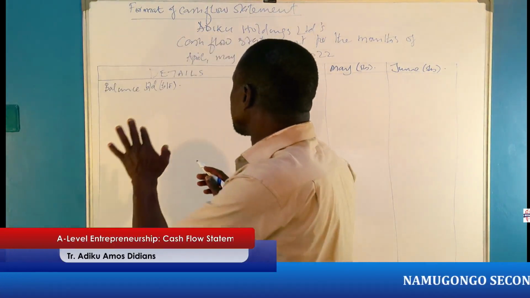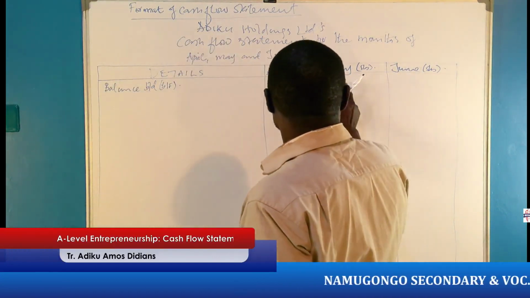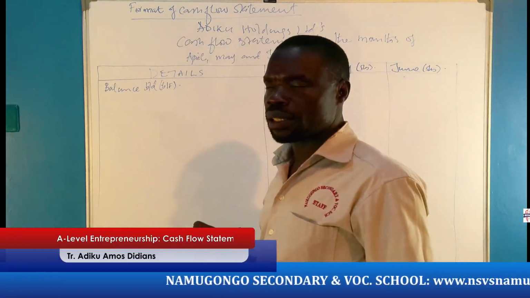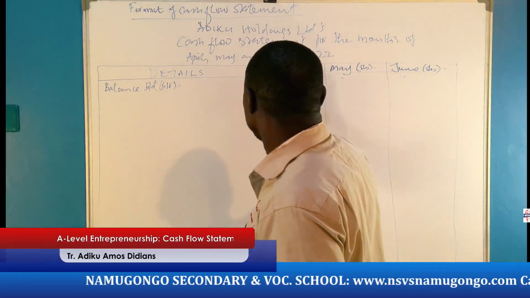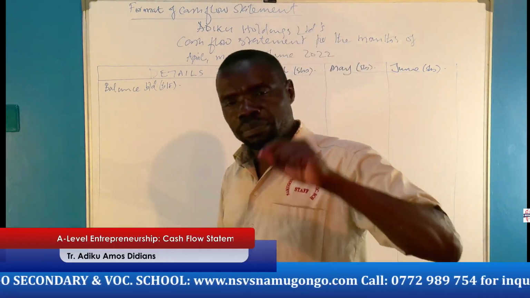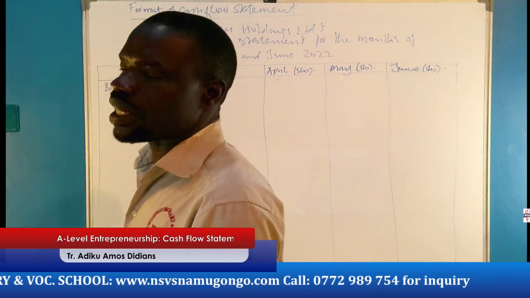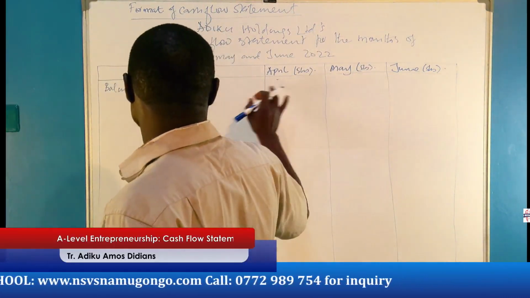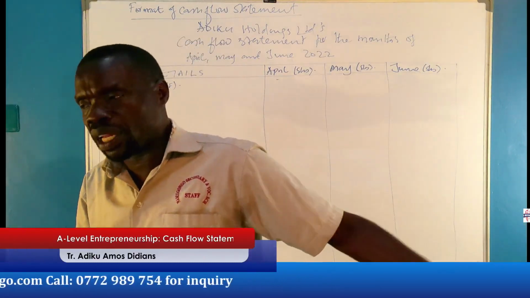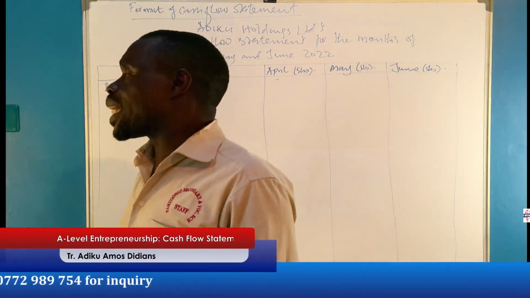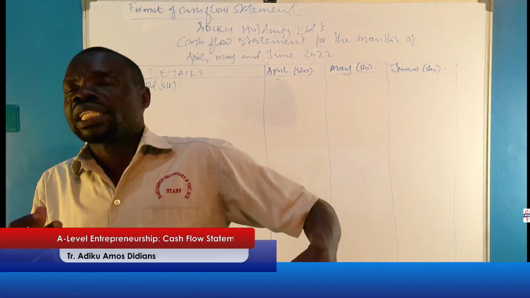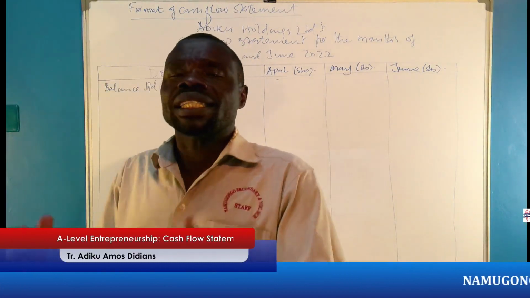Now, after putting this, for every month, there must be balance brought down. If there is no balance brought down, perhaps it is at the beginning of a given month. But there must be balance brought down in a cash flow statement for the start like this. In case they don't give you the details of balance brought down from a given period, you can leave it. Somebody can even say, the balance carried forward in 2021 was shillings 10 million.